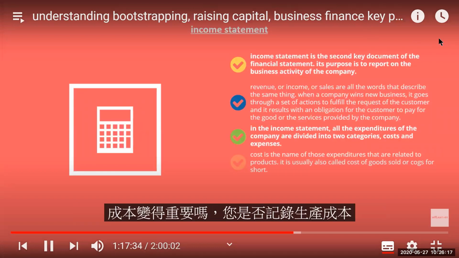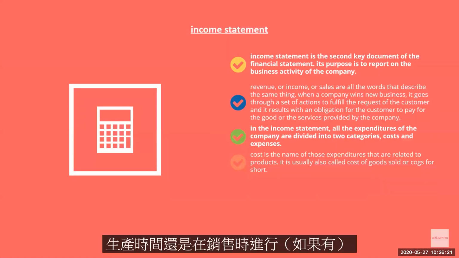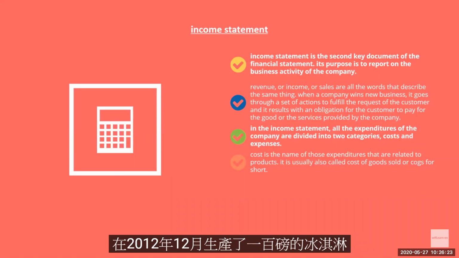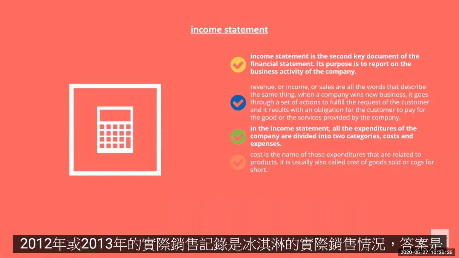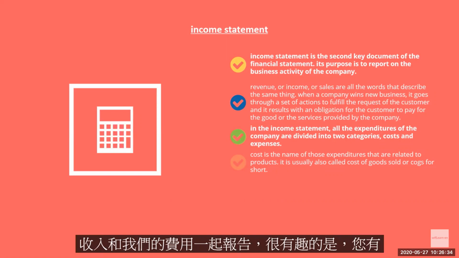Do you record the cost of producing goods at the time of production, or do you do it at the time of the sale? If you have produced 100 pounds of ice cream in December 2012, do you record it in 2012, or do you record it in 2013 when the ice cream was actually sold? The answer is unambiguous. It's at the time of the sale. In accounting, we like to have our revenues and our costs reported together.